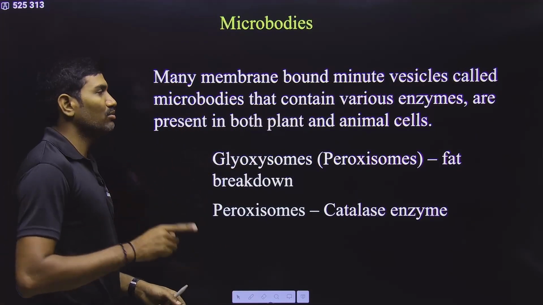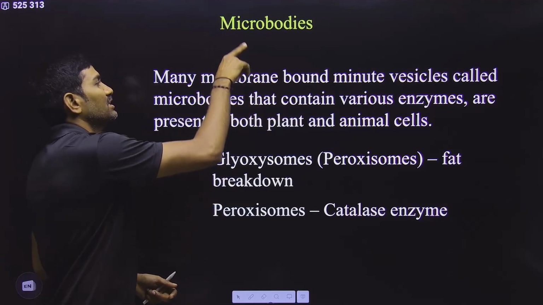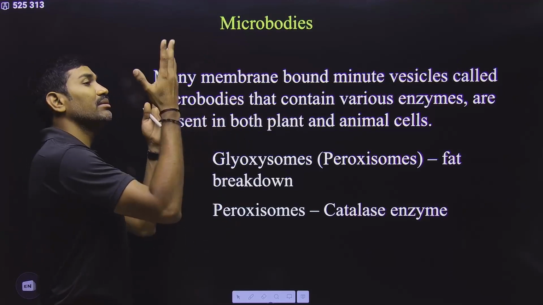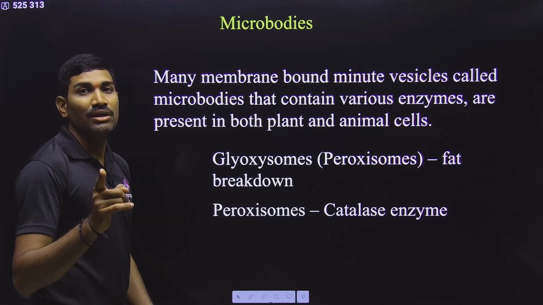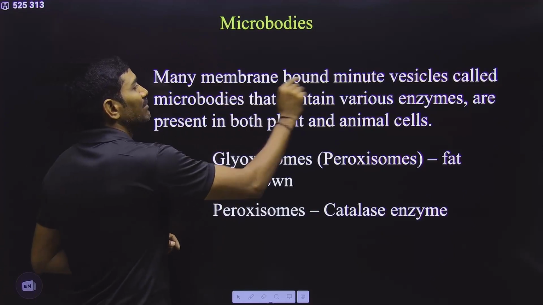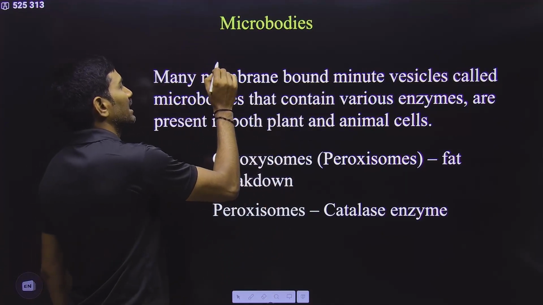Many students are reading "many membrane bound." If we ask how many membranes are present for microbodies, they say that many membranes are present. That is wrong. You should not read like this. It is "many single membrane bound." Please add that in the NCERT: after "many," just add "single."